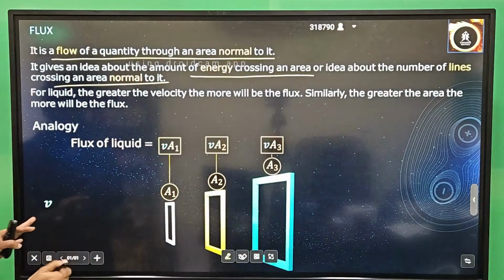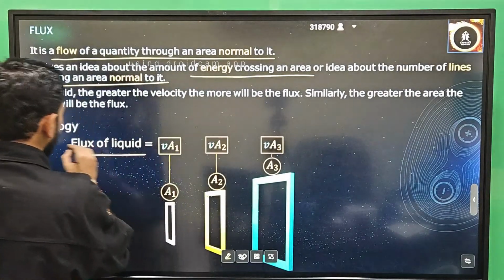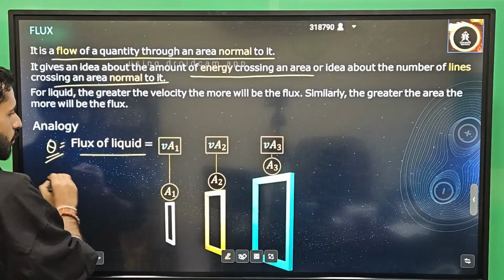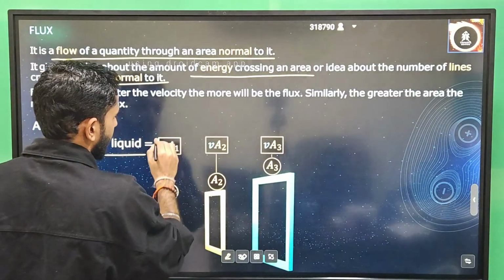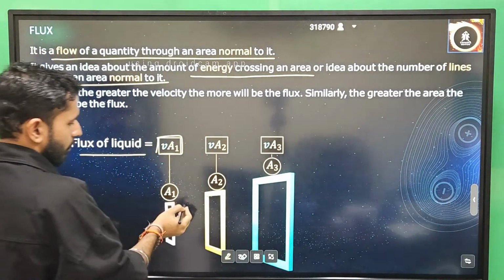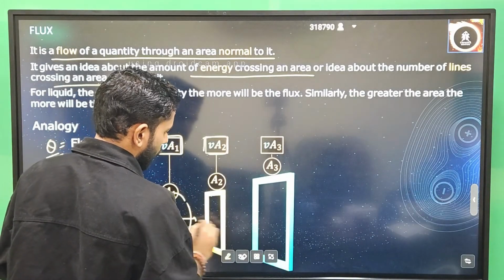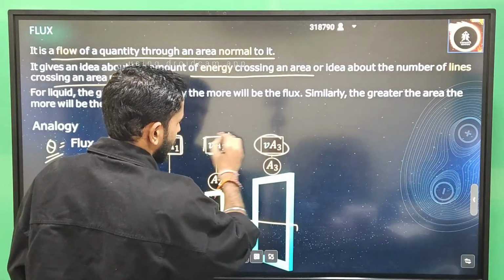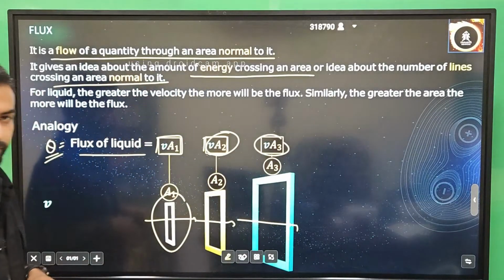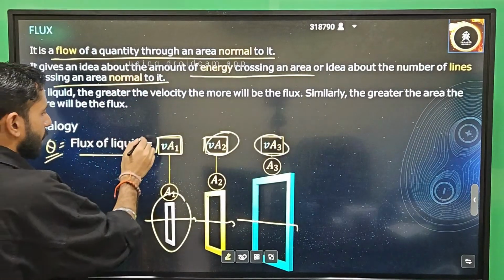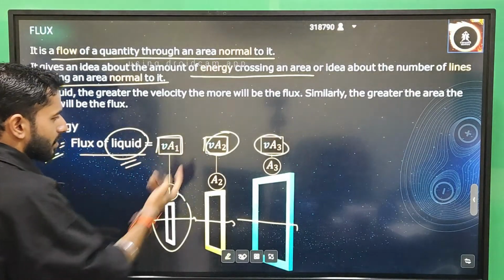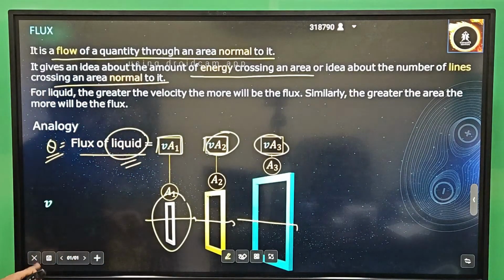Okay. For example, flux of a liquid, I have already told you, was represented as Q, the rate of flow. It was written as V into area. That means how much is flowing from here. Here the same velocity is passing through all these three, and the areas are changing. So simply how will you define the flux for a liquid? You will write velocity into the different areas that you have. Okay.